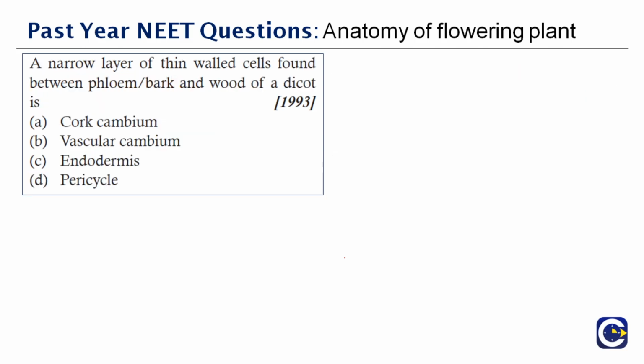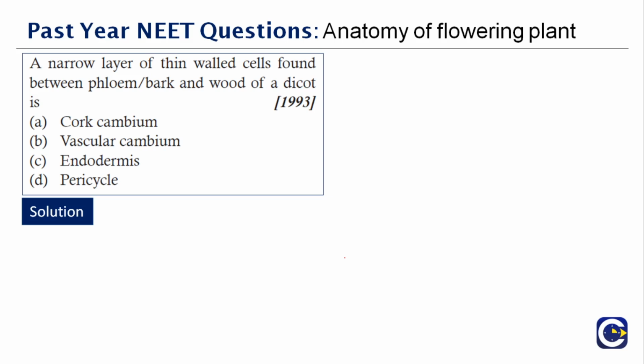Next question here. A narrow layer of thin-walled cells found between the phloem or bark and the wood of a dicot is dash. This is a direct question, which we all know the answer to. It is obviously the vascular cambium, because it is mentioned as a narrow layer, and the vascular cambium is a narrow layer. They are talking about it being between the phloem or the bark and the wood of the dicot stem.